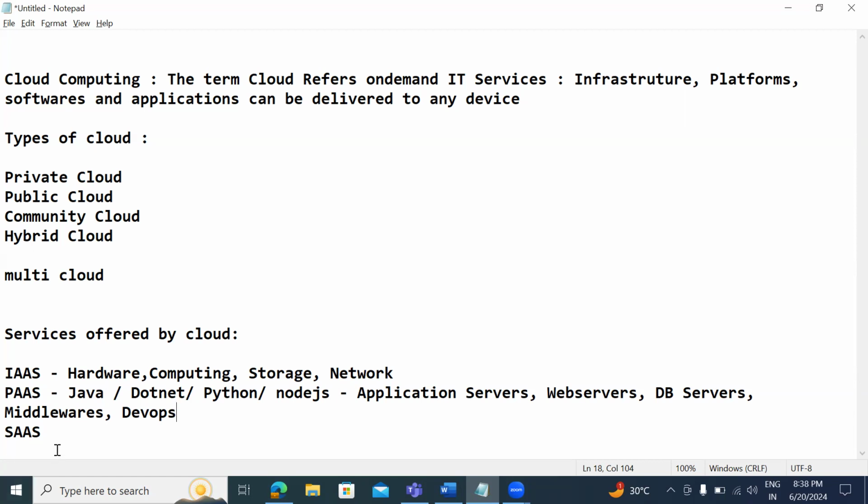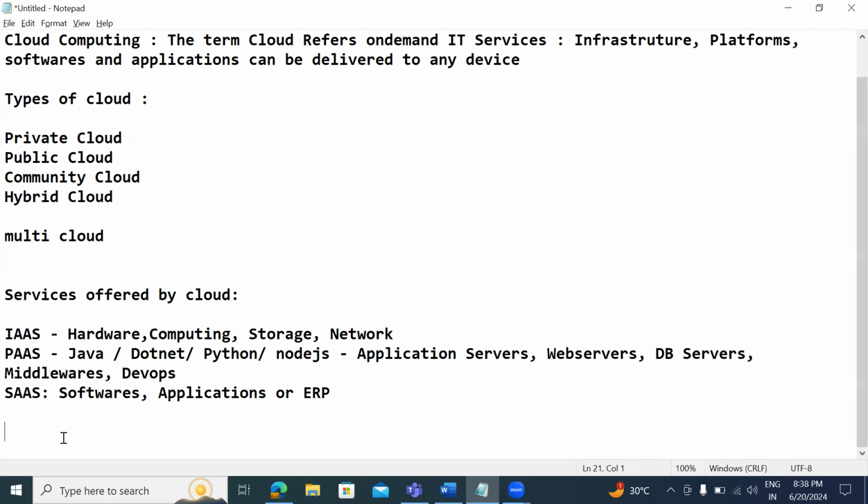Going forward, we'll discuss. In SaaS, software, applications, or maybe ERPs, all these are available. Can you tell me one of the basic applications we use every day in our life as SaaS? Microsoft is giving Microsoft 365 or Office 365. These all come under SaaS. For ERPs, Salesforce, SuccessFactors, or Workday. Swiggy and Zomato also come under SaaS itself.